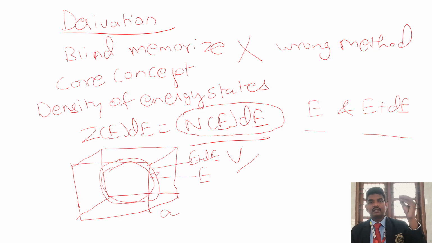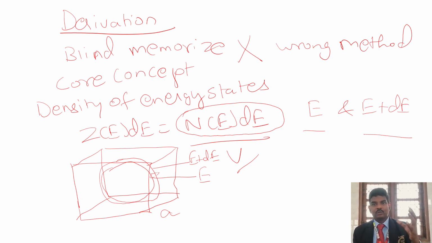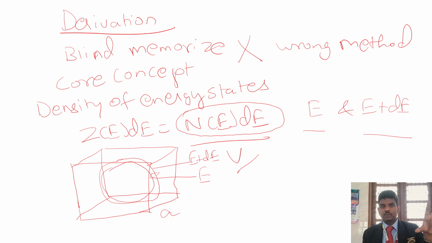We need to determine the number of energy levels. We need to find out what the volume is. And to determine the number of energy levels, we construct two imaginary spheres, which are not originally present there, and find the number of states between them. That will lead to the determination of the number of energy levels and, in turn, the density of energy states. This is the core concept. I'm not talking about how I'm going to do it, but what I'm going to derive. That is the core idea.